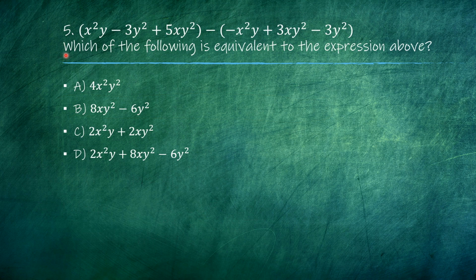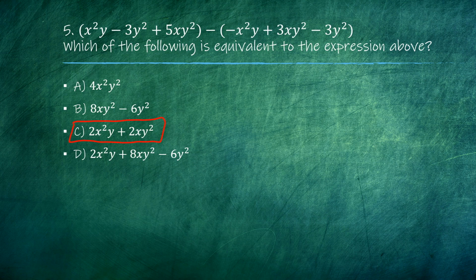Question number 5. Which of the following is equivalent to the expression above? Go ahead, pause the video and try this question yourself. The answer is C. This question is testing your knowledge of combining like algebraic terms. In order to combine algebraic terms, the terms have to have the same variable and the same exponent.